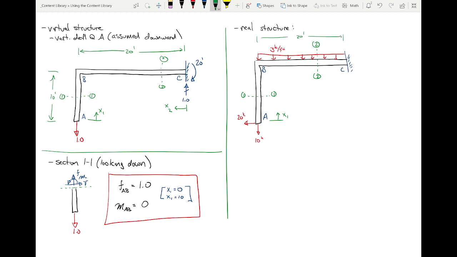That's 20 feet. And this dimension here is 10 feet. Now, are you also equally okay if I just give you the reactions? You okay with that? So here's what we've got.